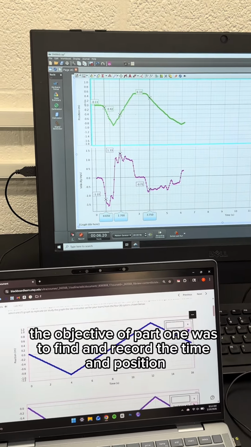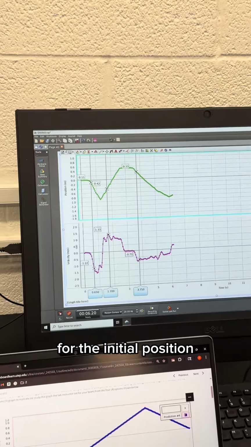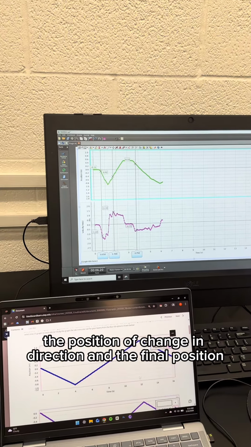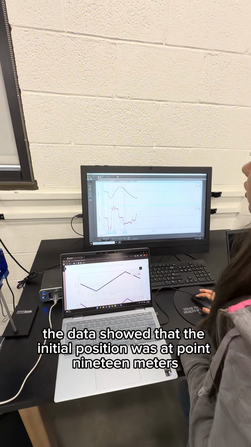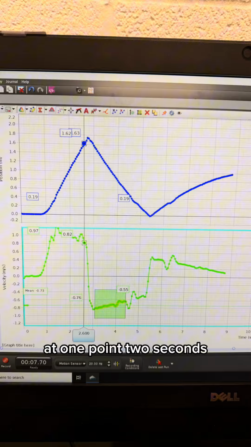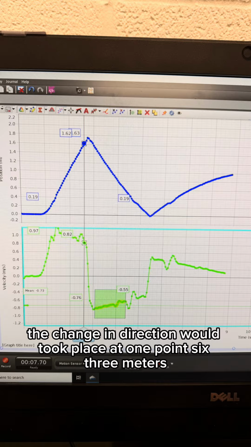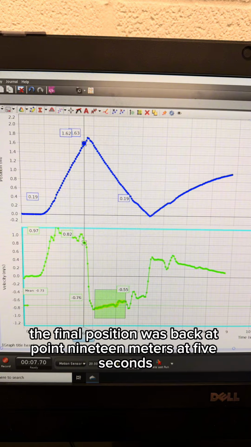The objective of part 1 was to find and record the time and position for the initial position, the position of change in direction, and the final position. For our graph, the data showed that the initial position was at 0.19 meters at 1.2 seconds. The change in direction took place at 1.63 meters at 2.95 seconds. Lastly, the final position was back at 0.19 meters at 5 seconds.